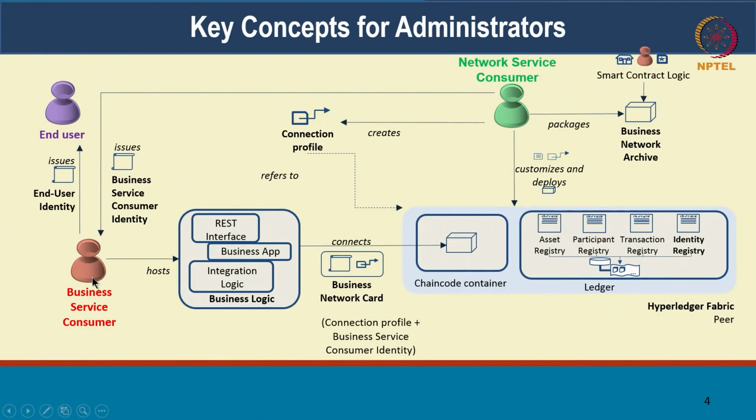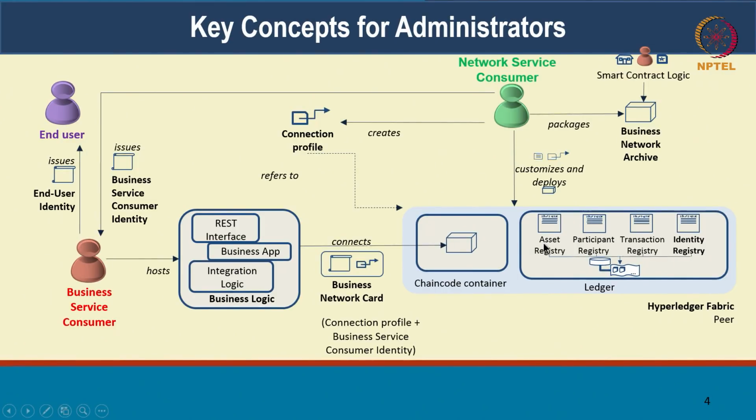Then the business service consumer is also going to host the application logic. This could be a REST interface that end users can invoke to say, I want to perform this transaction on blockchain. It could be business application logic that runs there. This is not the smart contract logic, but any application logic that you want to run on top. And it could also have integration logic with other systems that you work with. And this whole application is going to connect with the Fabric network and the smart contract that you've deployed.